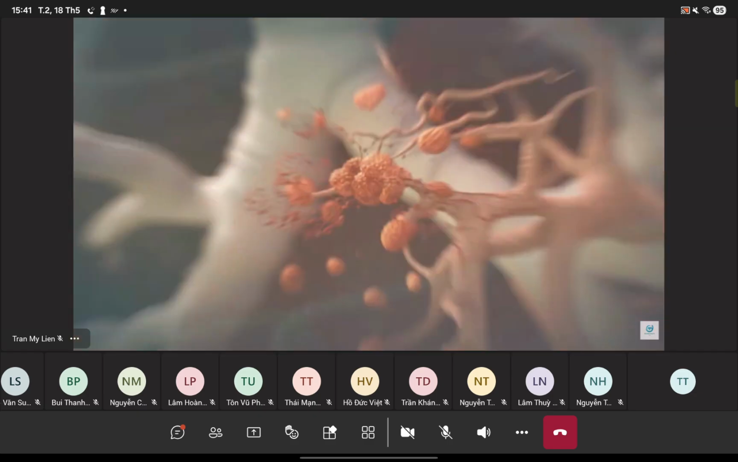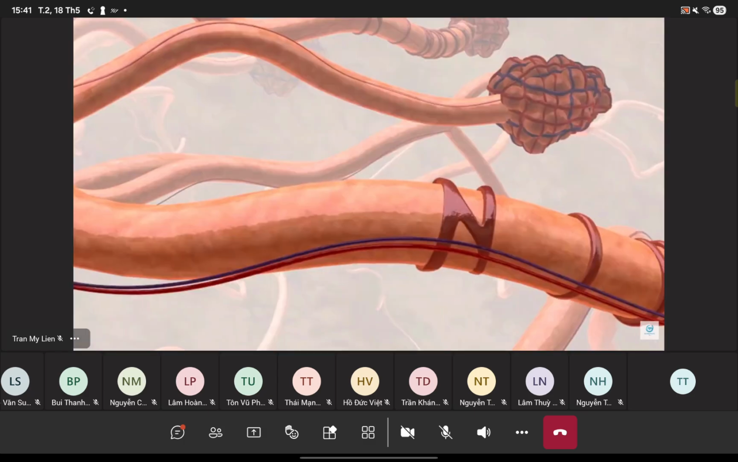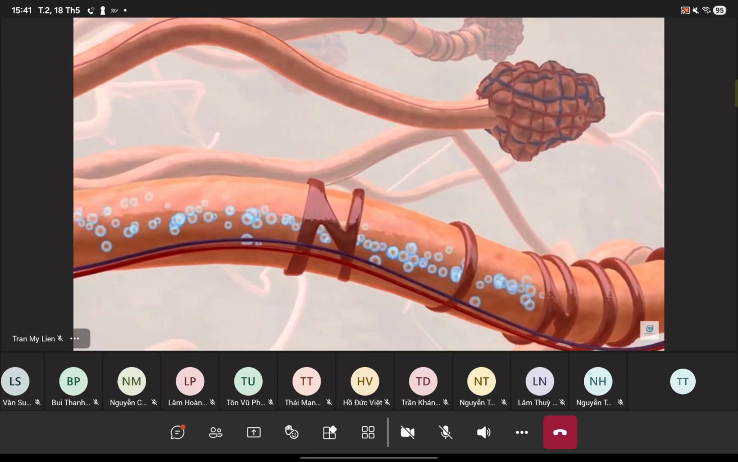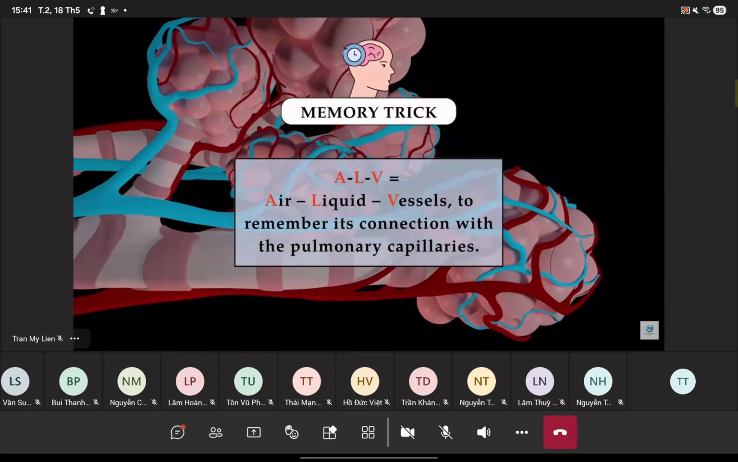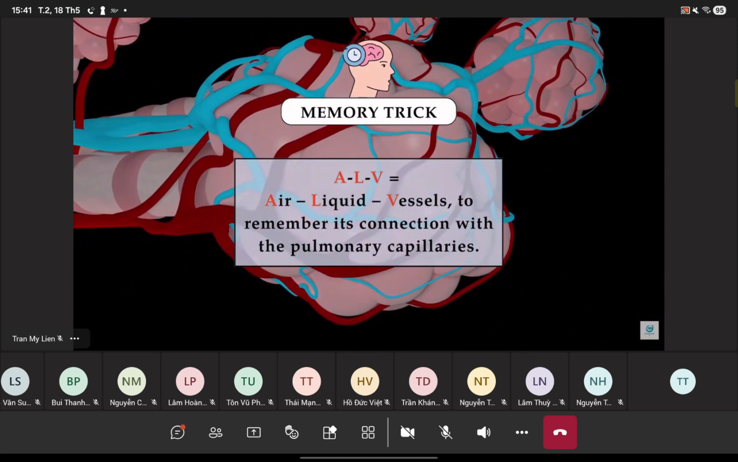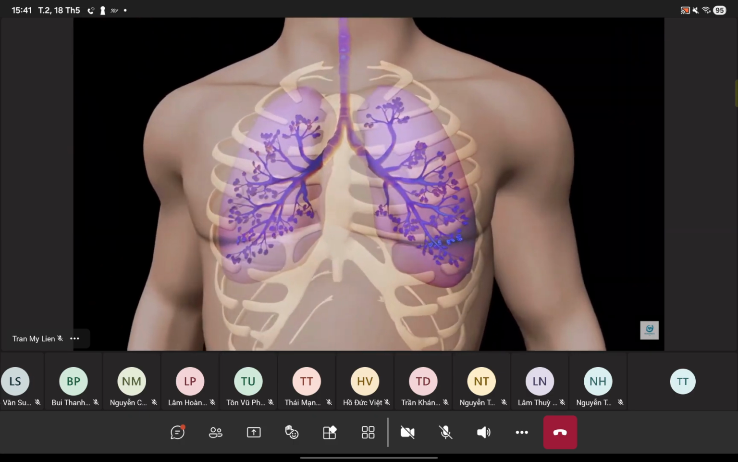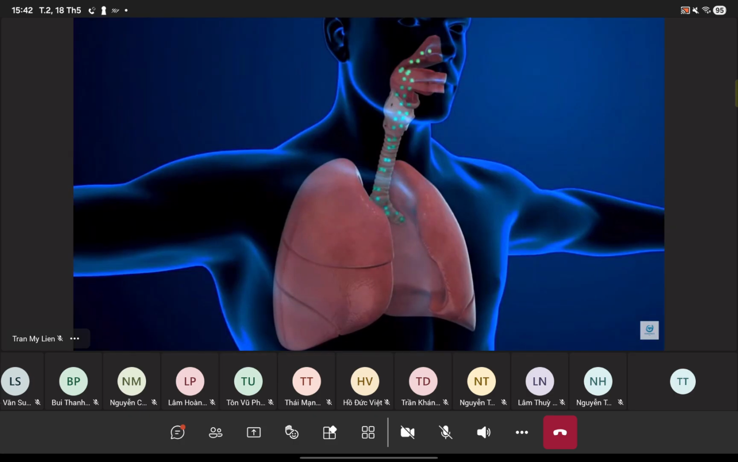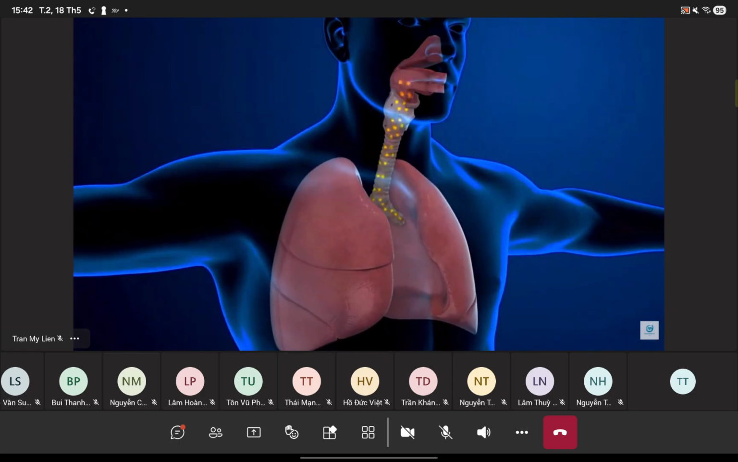The alveoli are small elastic sacs coated with surfactant, which prevents collapse and enables gas exchange. Memory trick: ALV equals air, liquid, vessels, to remember its connection with the pulmonary capillaries. Ventilation works through pressure changes. Inhalation: diaphragm contracts, negative pressure, air moves in. Exhalation: diaphragm relaxes, air moves out.